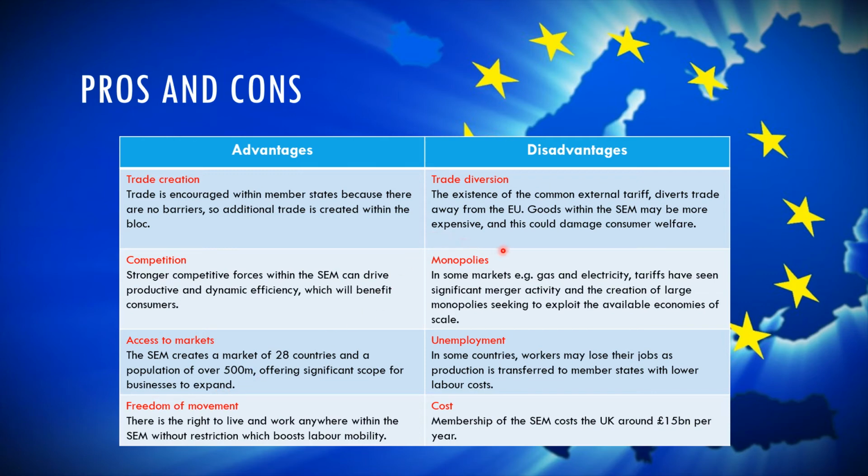On the flip side, it can be criticized that the single European market diverts trade away from non-members. In some markets, these large markets are dominated by monopoly companies. Some countries see unemployment as production is transferred to states with lower labour costs, and there is a cost of being part of the single European market, which is about £15 billion per year.